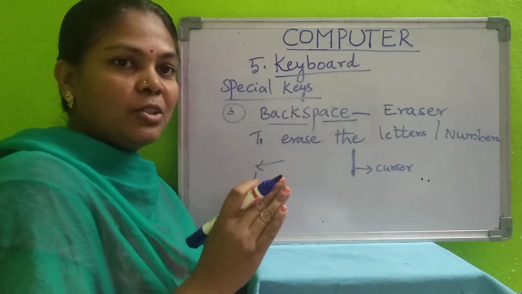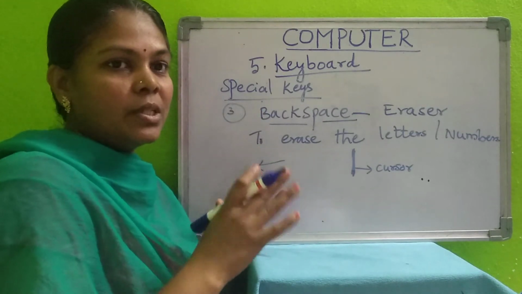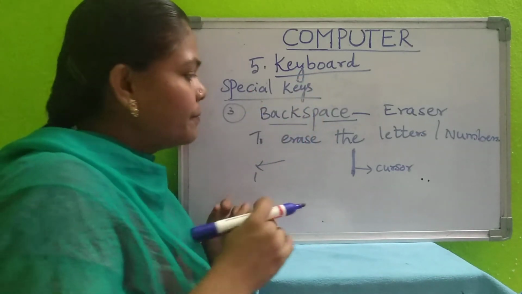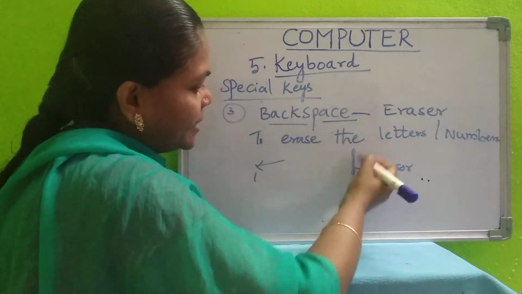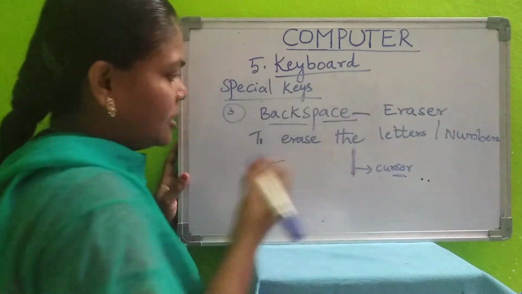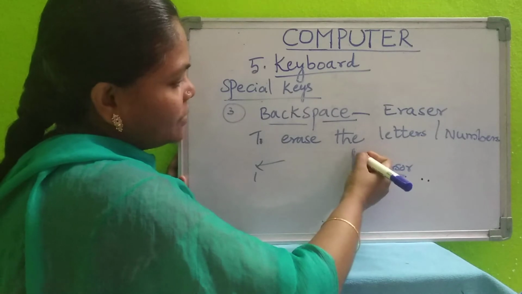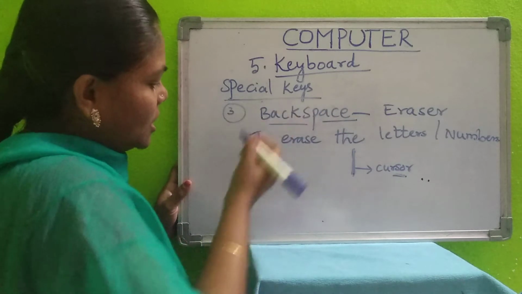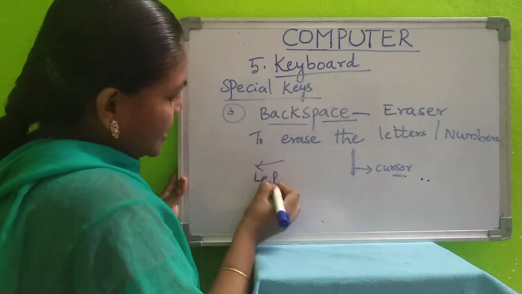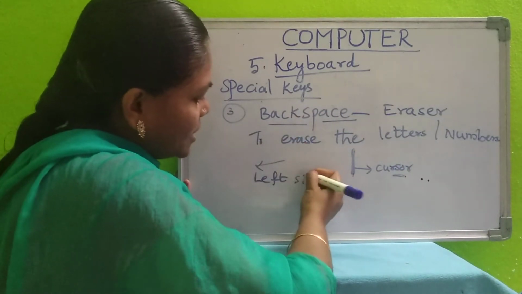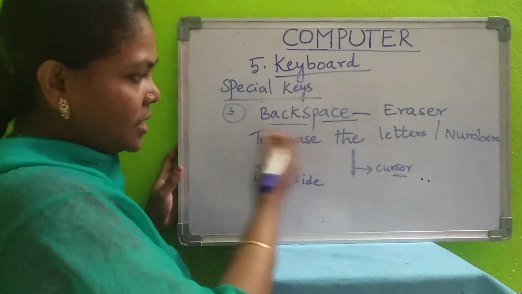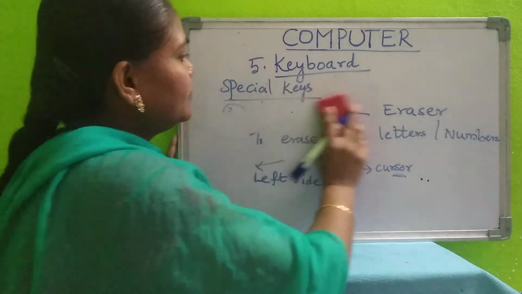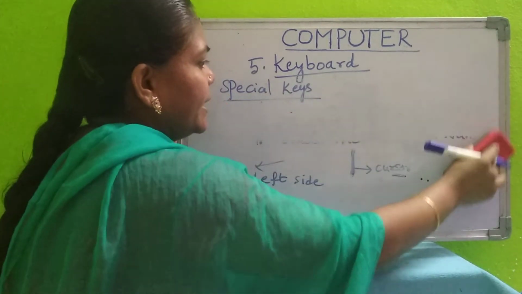On that Notepad I will show you how to type letters, numbers, special characters and how to use the special keys. This blinking line on the Notepad is called the cursor. Whatever application we use, it will be displayed there. So this backspace key is used to erase the letters to the left side of the cursor. That means it erases the back side letters.